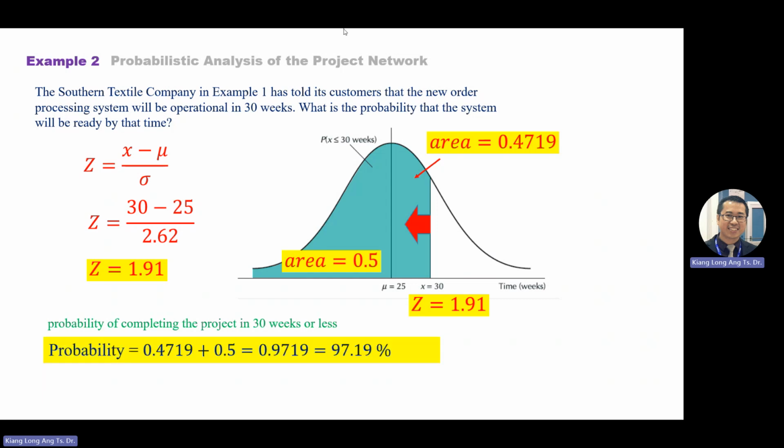So you write probability of completing the project in 30 weeks or less equal, or you can straight away write this equation. It's okay. Right here, 0.4719 plus 0.5 equal to 0.9719. This is the area of the curve. The answer I'm expecting is in percentage, 97.19%. You will succeed. You will be able to complete the project in 30 weeks.